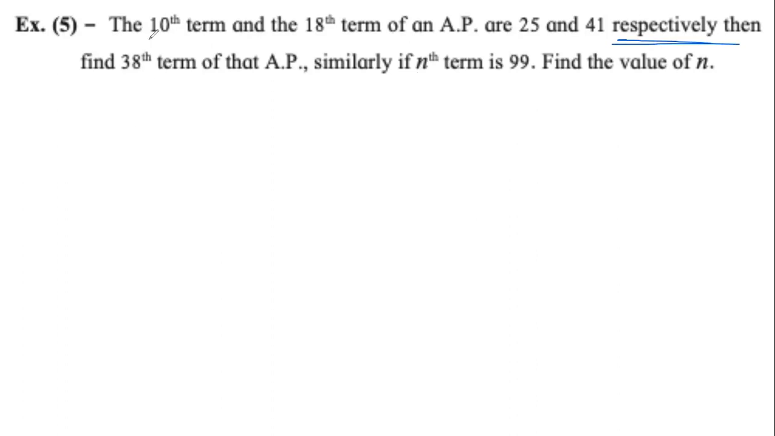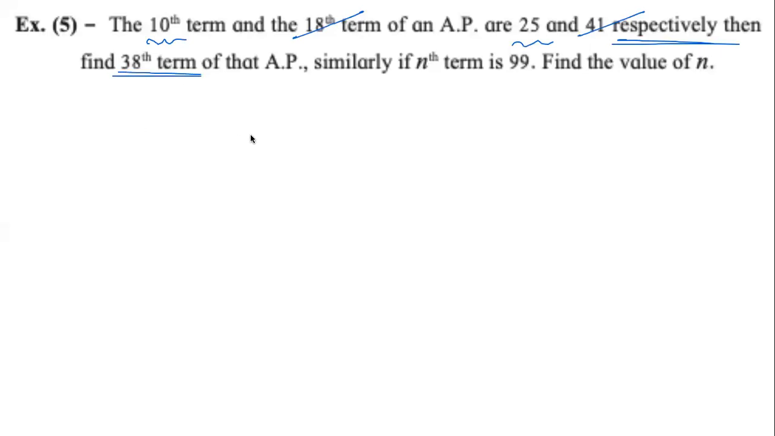Respectively means the 10th term is 25. Respectively means the 18th term is 41. This is the meaning of respectively, not the other way around. Then we have to find the 30th term of this AP.